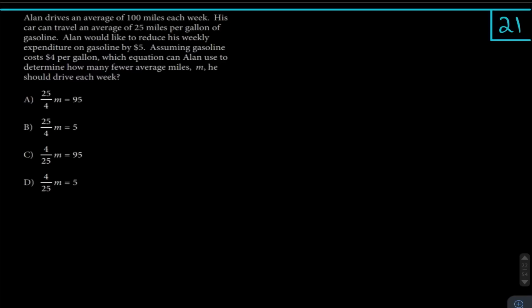This is a little bit tricky, okay? Alan drives an average of 100 miles each week. His car can travel an average of 25 miles per gallon of gasoline. Alan would like to reduce his weekly expenditure on gasoline by $5, assuming gasoline costs $4 per gallon. Which equation can Alan use to determine how many fewer average miles M he should drive each week?